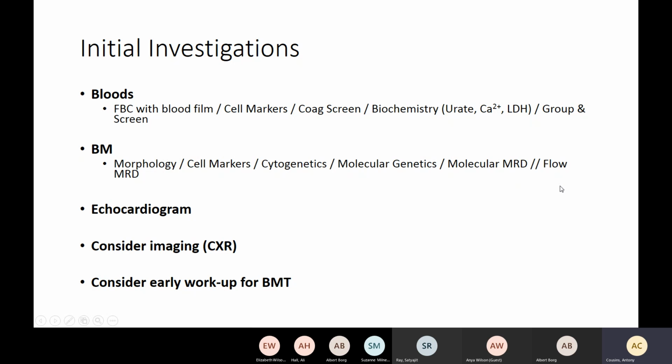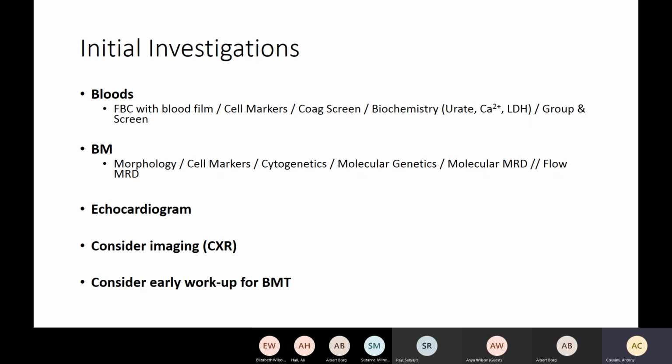And finally, another part of our risk stratification is to try and measure as accurately and as deeply as possible how well children respond to the treatment we give. And to do that, we use something called minimal residual disease, or sometimes called measurable residual disease.